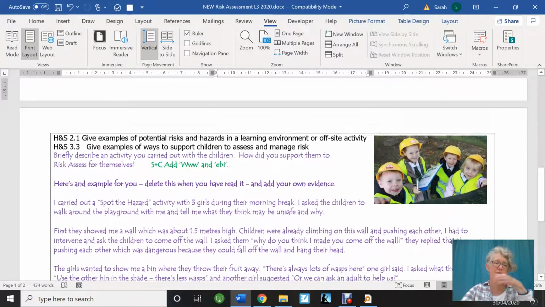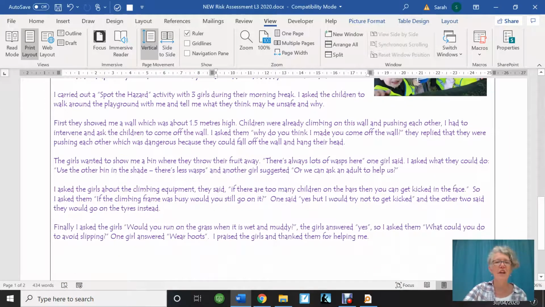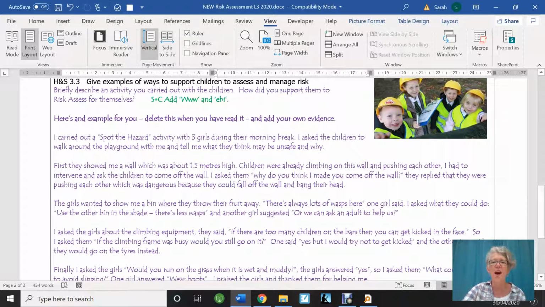Let's have a look at the second half of this worksheet now. This one here, you can put in some risks and hazards as you go through the activity, but this is really about supporting the children to assess and manage risk for themselves. I've put an example in here. It came from a student from last year. You can read it. You obviously can't use theirs, but you can read it, then delete it and put in your own evidence. This will give you the sort of idea of what you've got to put in here. It can't be you telling the children what to do. It has to be about you asking the children questions and them telling you their answers.